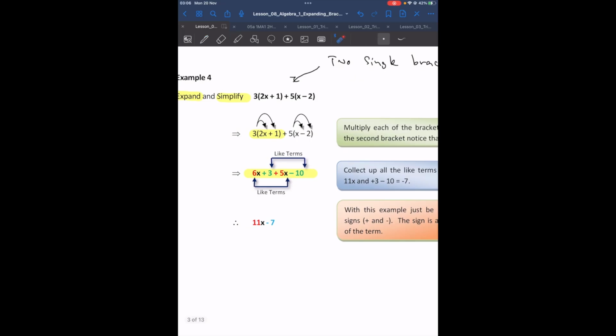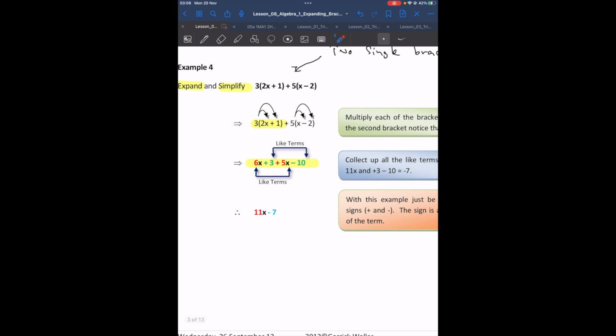The next bit is to simplify the expression. So we collect up like terms. 6x and the plus 5x are like terms. They both contain x. 6 plus 5 will give you that 11x. And then plus 3, take away 10, will give you that minus 7 at the end. Your final expression will be 11x minus 7. We can't simplify this any further because the 11x and the 7 are not like terms. So our final answer is just going to be 11x minus 7.